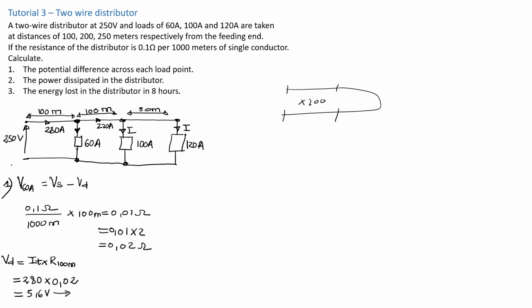Now we can go ahead and calculate the voltage at this point. So that will basically mean just applying this formula here. We're going to say V60 amps is equal to 250, the voltage from the feeding, minus 5.6. And this is going to be equal to 244.4 volt. So we know now that at this point here, we got 244 volt.